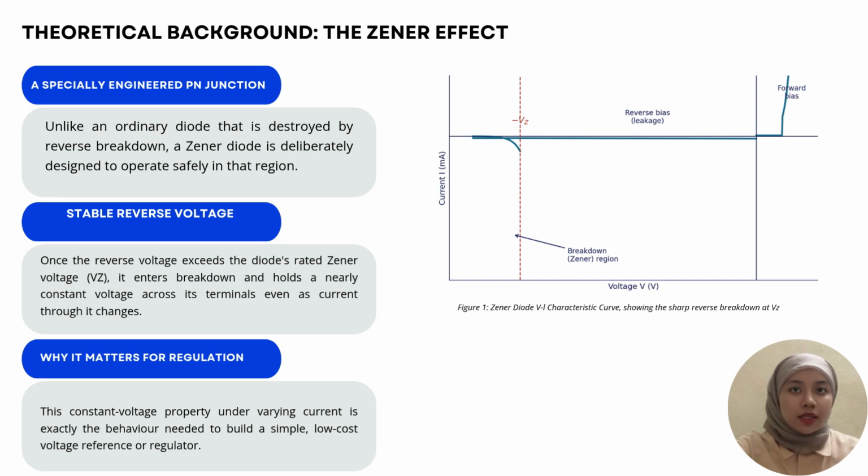Looking at the graph on the right side, we can observe the voltage-current, or VI, characteristic of the Zener diode. In forward bias, it behaves like a normal silicon diode. However, in reverse bias, once the voltage reaches Vz, the current increases sharply while the voltage remains nearly constant. This constant voltage region is exactly what allows the Zener diode to act as a reliable voltage reference in many electronic circuits. Therefore, the Zener diode effect forms the fundamental operating principle of every Zener voltage regulator.